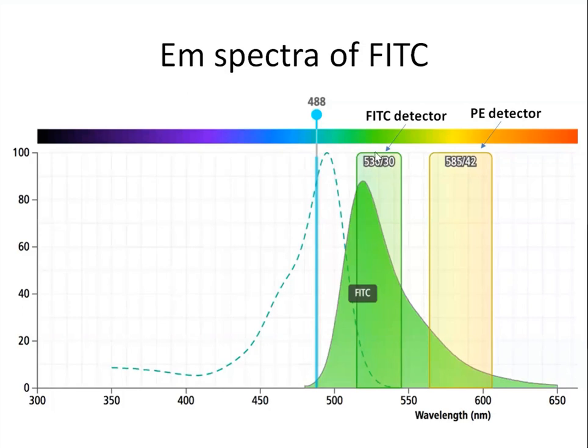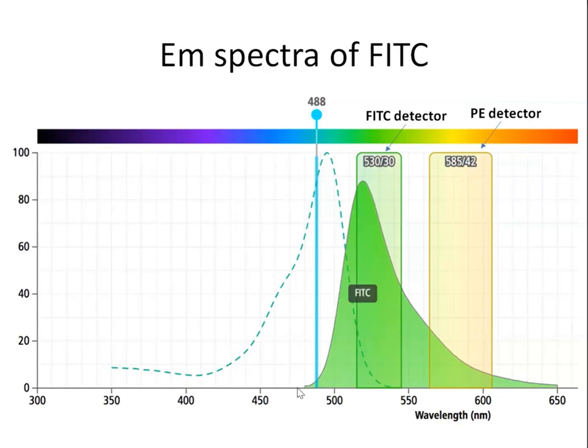So this FL1 channel, or FITC detector, will collect light of wavelength 500 to 560. It will not detect light less than 500 or greater than 560. Similarly, we have another detector which is particularly to collect only light from the PE fluorochrome. And the FITC detector should very strictly collect only light from the FITC fluorochrome.